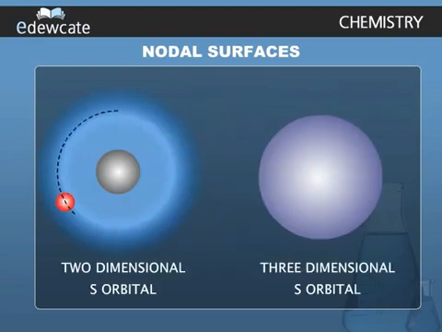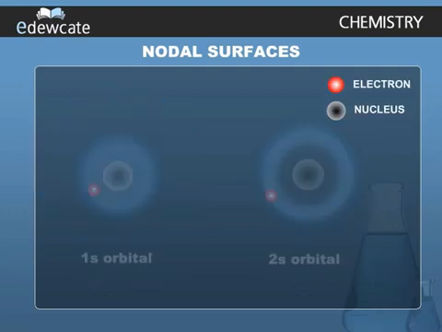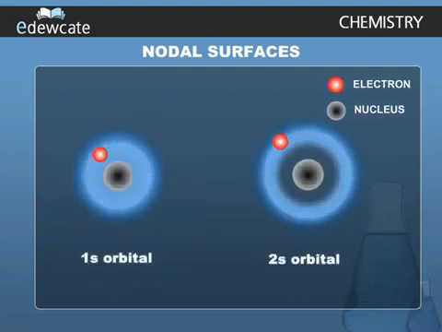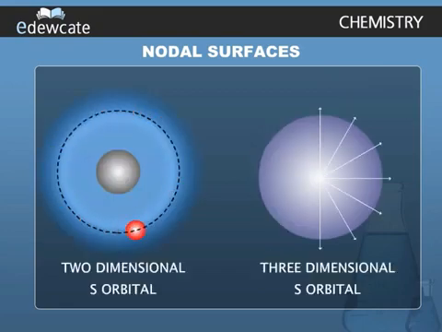The boundary surface diagram for an s orbital is actually a sphere centered on the nucleus. In 2 dimensions, this sphere looks like a circle. It encloses a region in which the probability of finding the electron is about 90%. Thus, we see that 1s and 2s orbitals are spherical in shape. In reality, all the s orbitals are spherically symmetric. That is, the probability of finding the electron at a given distance is equal in all the directions.